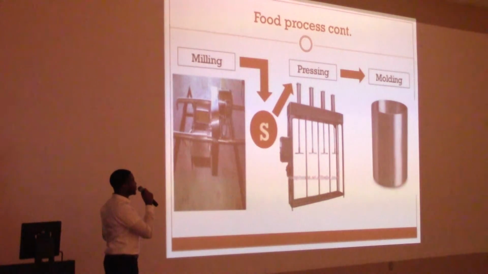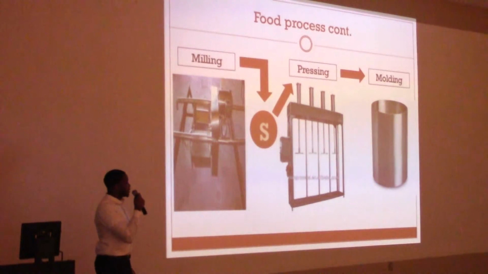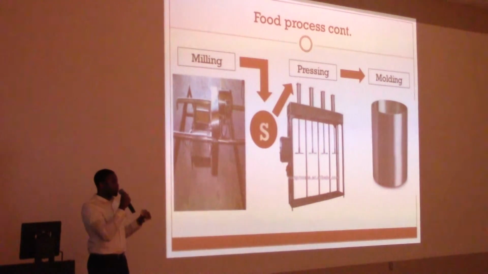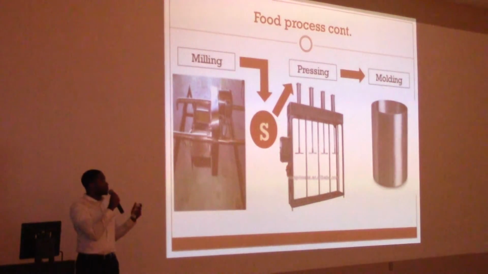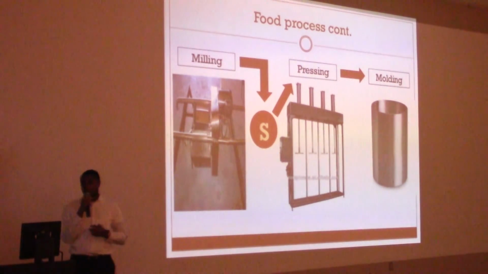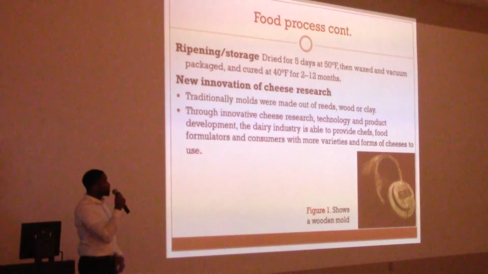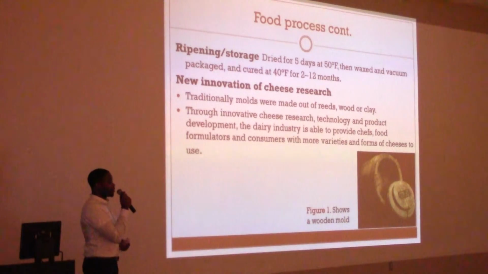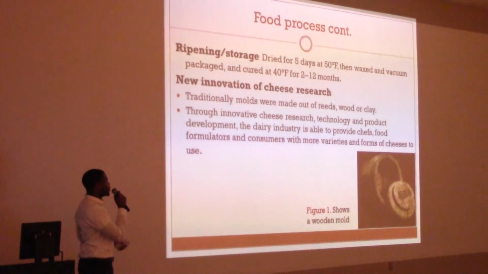Next we have pressing, and in this figure you have the cheese presser. The cheese presser presses the curds for a certain amount of time, and it also drains additional whey. And next we have the molding, where you just want to get the shape of the cheese. Next we have the ripening and storage: the cheese is dried for 5 days at 50 degrees Fahrenheit, and then waxed, vacuum packaged, and cured at 40 degrees Fahrenheit for 2 to 12 months.